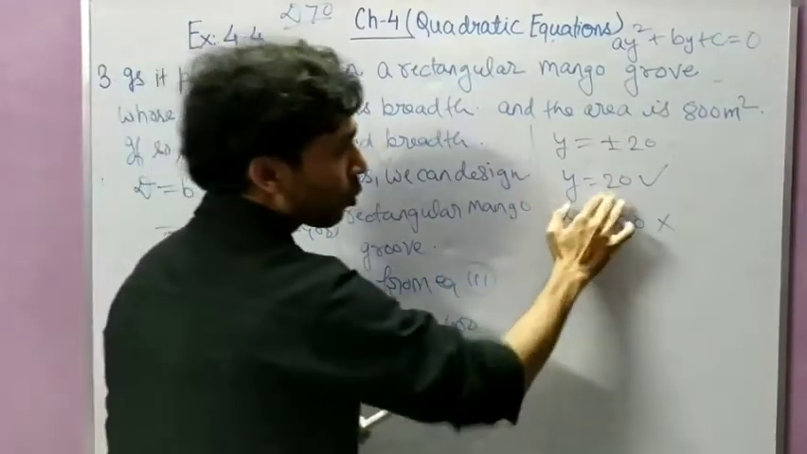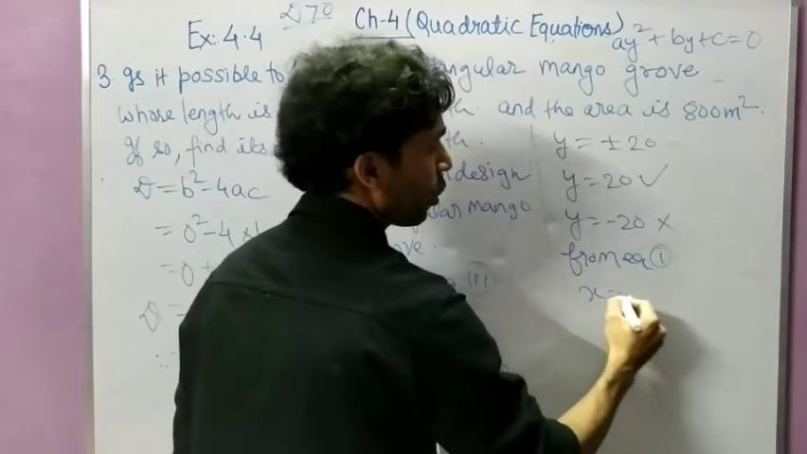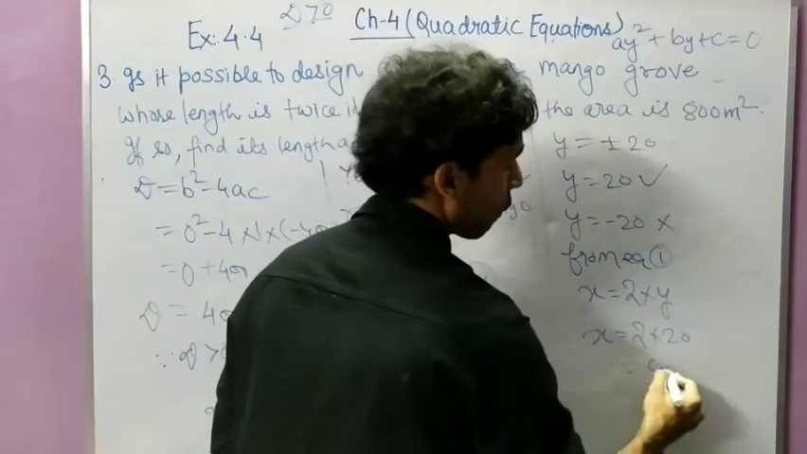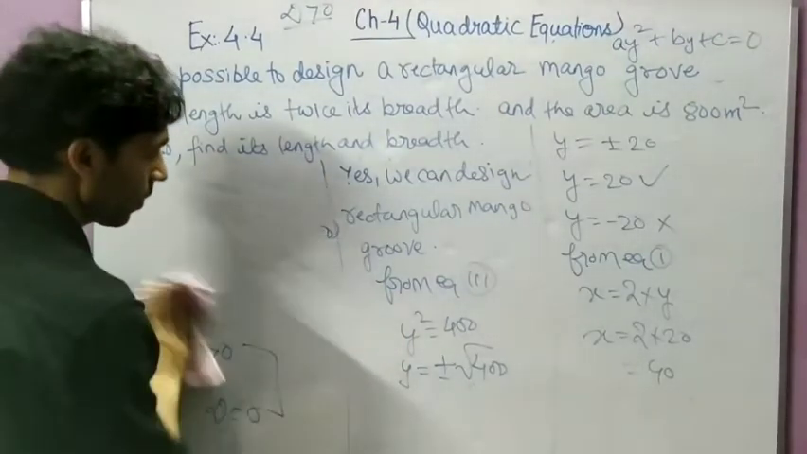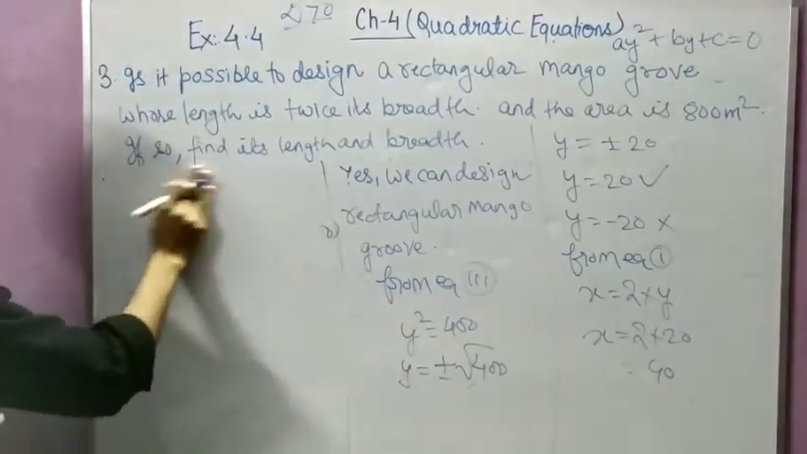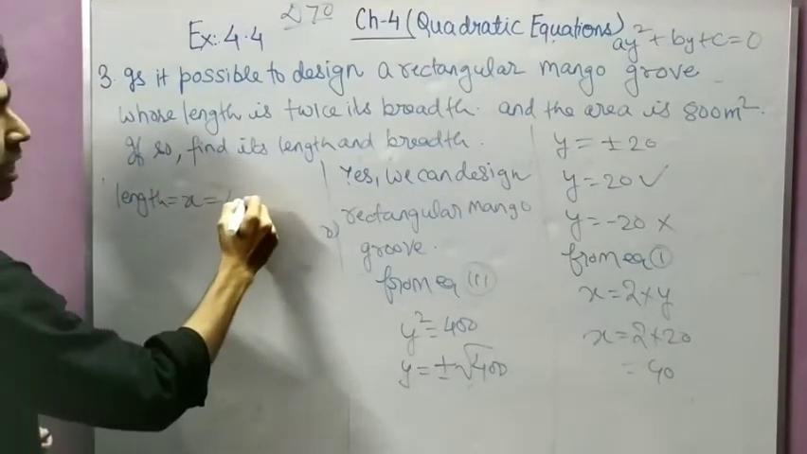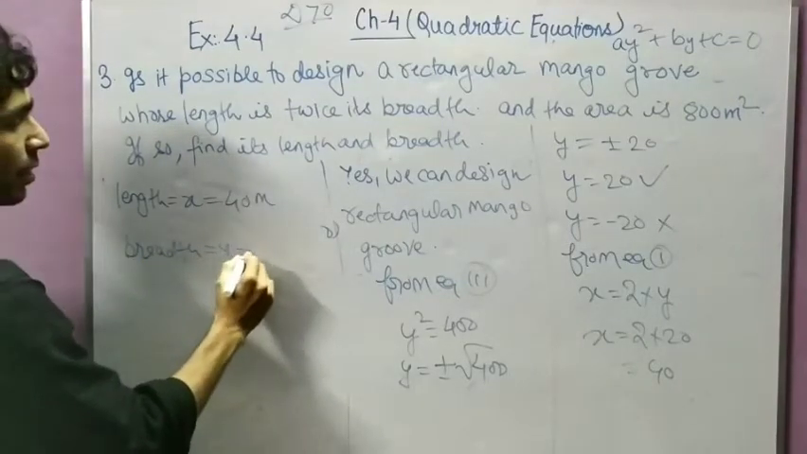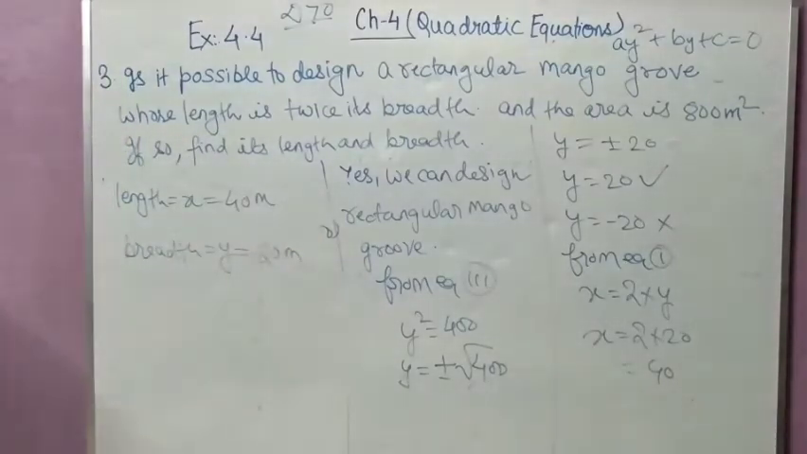So if y equal to 20, then from equation number 1, x is equal to 2y, right? So x equal to 2 into 20, that is 40. It means that length was x, that is 40 meter, and breadth is y, that is 20 meter. Okay, so by that method we can solve these types of questions.